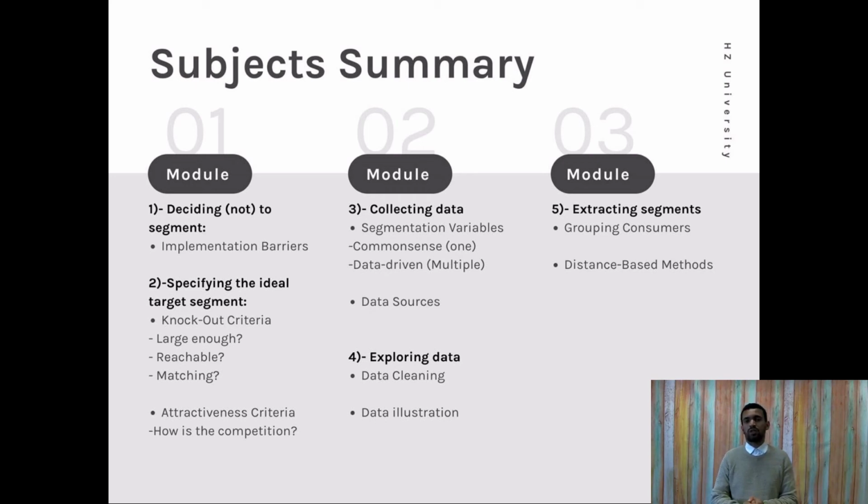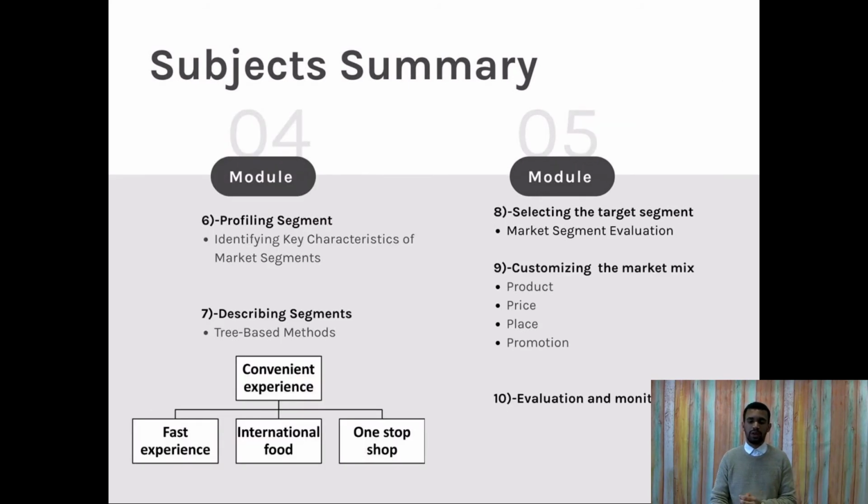And now let's move into the last two modules, which are 4 and 5. Moving into module 5, which was profiling the segment, we need to identify the key characteristics of the target group we want to go to. Why is that important? Because we need to know what they're keen to do and what they like to do, because that will give us more opportunity to get to them and to convince them that we have the right product for them. And moving into point 7, which is describing the segment.